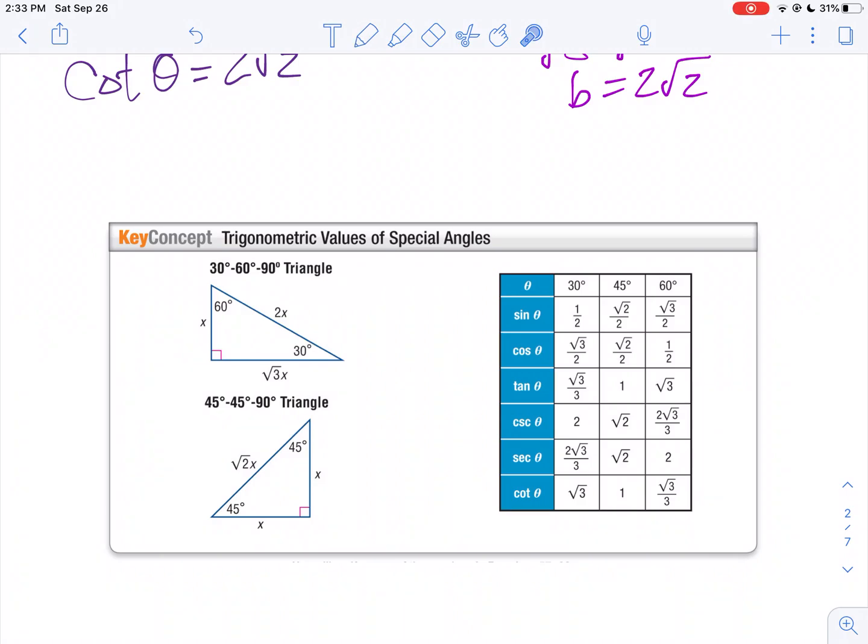In part 3 of our seminar, we're just going to use our exact values of 30, 45, and 60 degree angles to find sine, cosine, and tangent. This is where your teachers have been harping at you from geometry to get these memorized. That the sine of a 30-degree angle is 1 over 2, because it's x over 2x, which is 1/2.